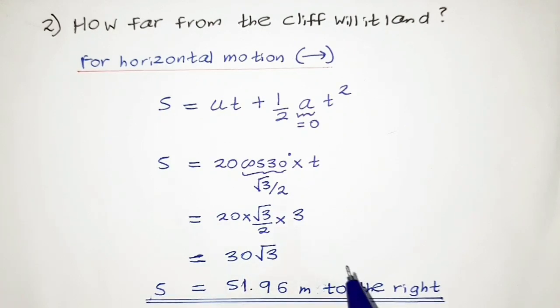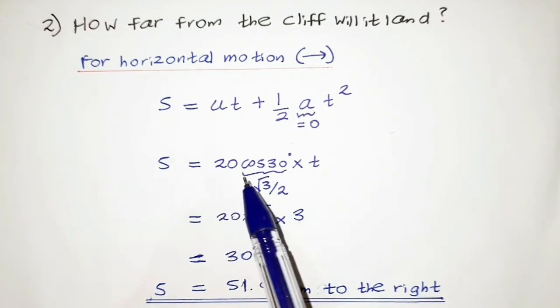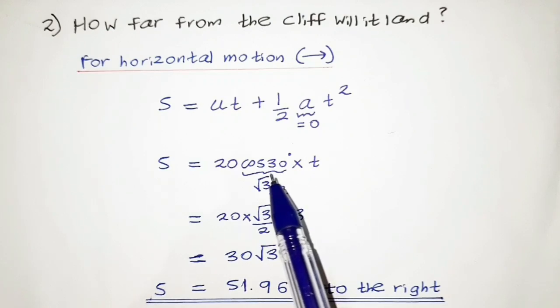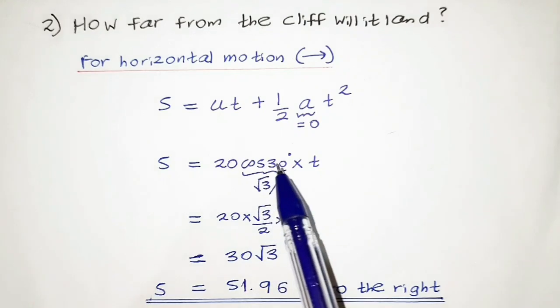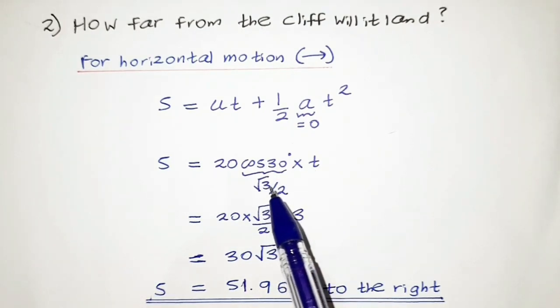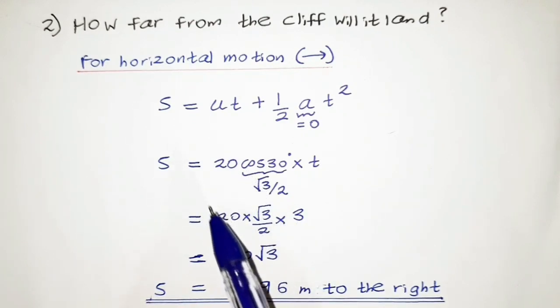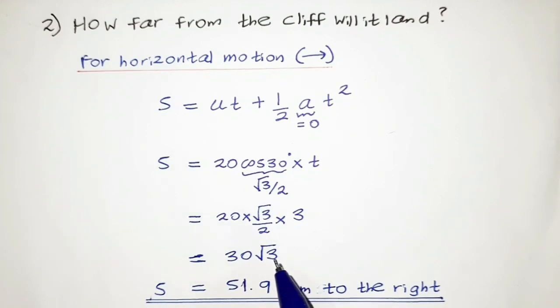We can look at the simplification as follows. The displacement s would be equal to 20 times cos 30 because we consider the horizontal component, which is the x direction. This is cos 30 times time t. We know that cos 30 is equal to root 3 over 2. So from simplification we can obtain that the displacement is 30 root 3. So the final solution for the distance from the cliff to the point it lands is 51.96 meters to the right.